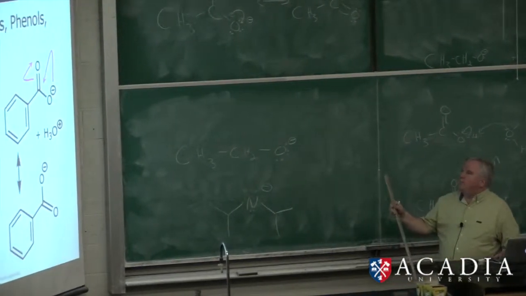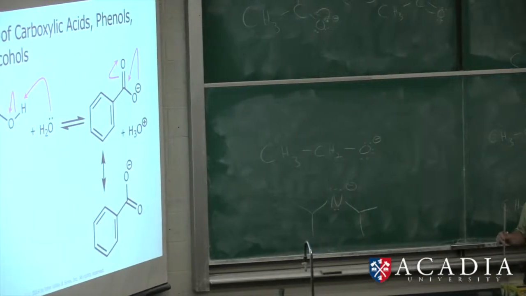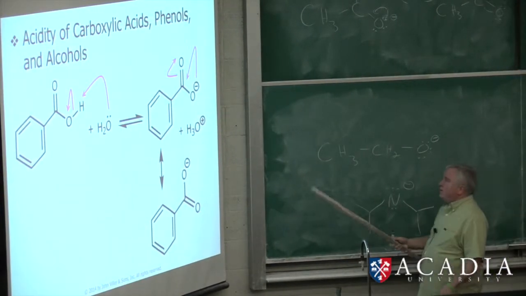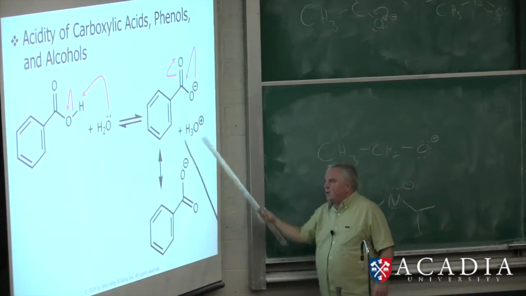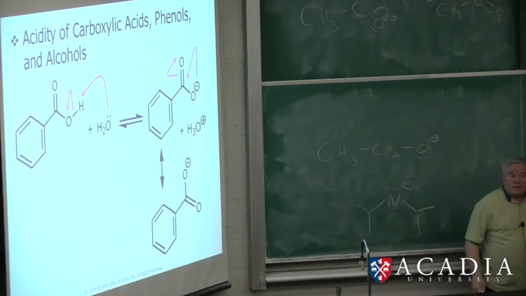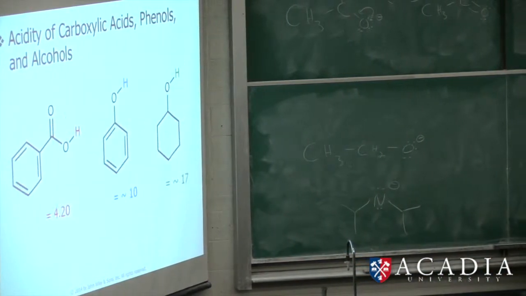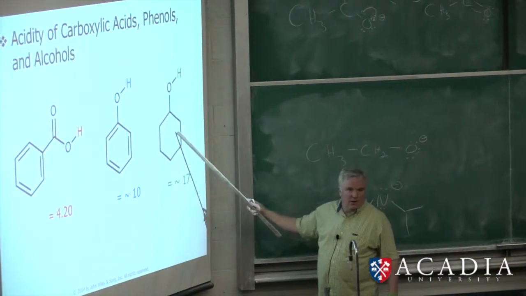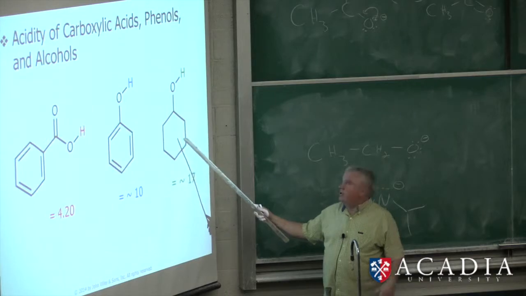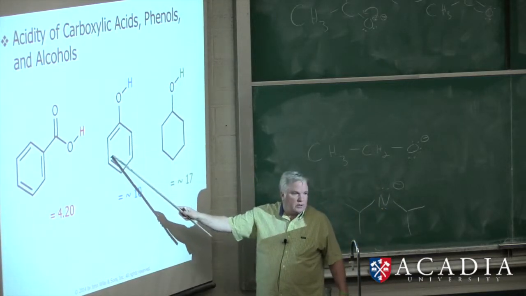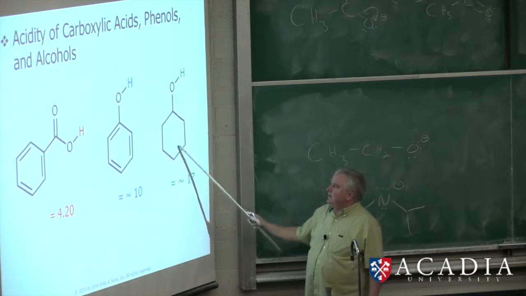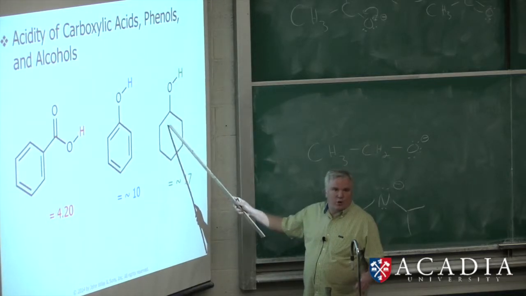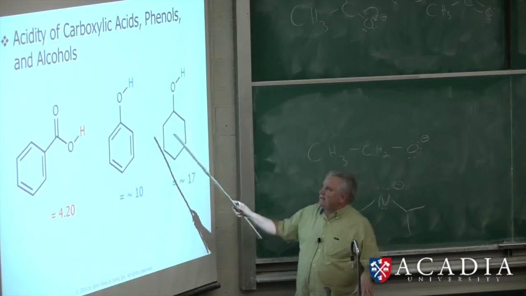and here they're talking about the acidity of carboxylic acids, phenols, and alcohols. Carboxylic acids, we've already discussed, we could draw these resonance structures. Phenol is interesting. Phenol is more acidic than cyclohexanol. Okay, they look the same. Hopefully you realize this is a planar molecule. This is not. This would be in some sort of chair or boat form. So these things are quite different.